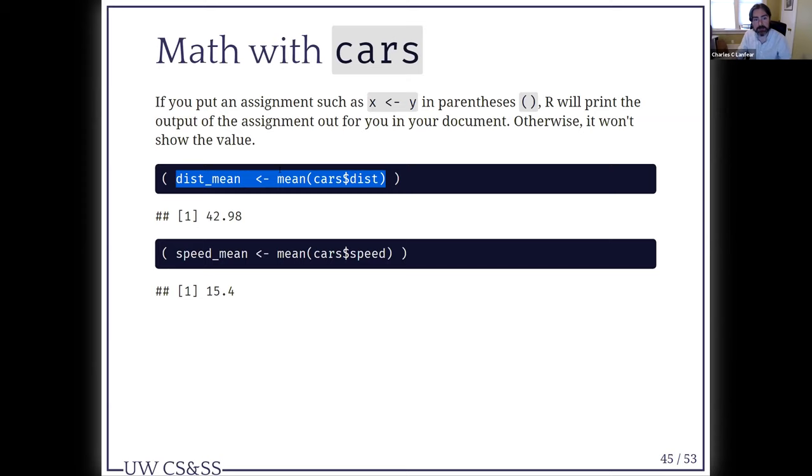What I'm showing you here is that I can extract something from cars. For instance, I'm taking cars, extracting from that the distance variable, and taking the mean of that variable. Mean is a function that gets the average of a numeric variable. I'm then assigning that to an object called dist underscore mean. I do the same thing for the speed variable. And now I have two new objects, distance mean, which is the number 42.98, and speed mean, which is the number 15.4, and I'm going to use them in a second.